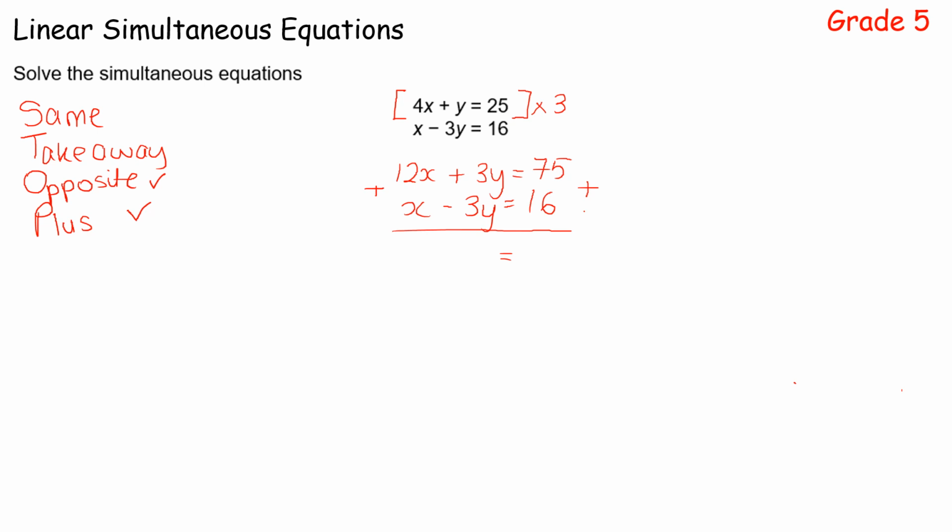What I have here, so 12x plus x will give me the 13x. Now if I did 3y plus minus 3y, I'd be left with nothing. They will cancel each other out, which is exactly what I want to happen, because I wanted to eliminate my y terms first. And then on this side of the equation, 75 plus 16 gives me 91. I would then divide both sides by 13.